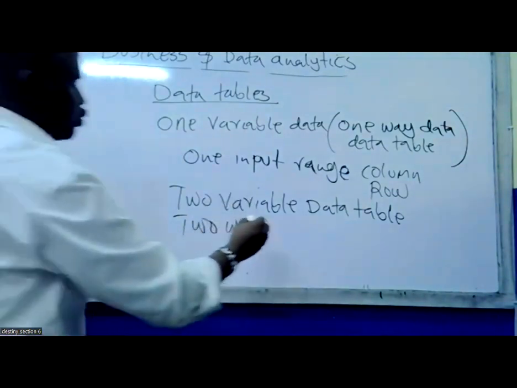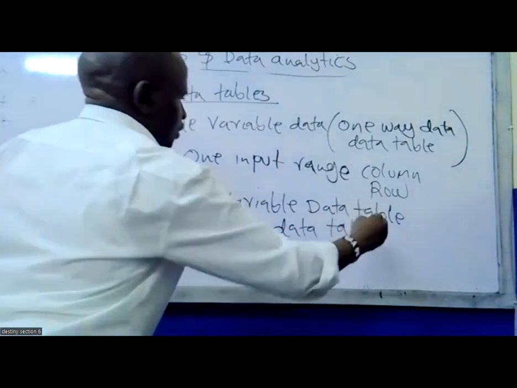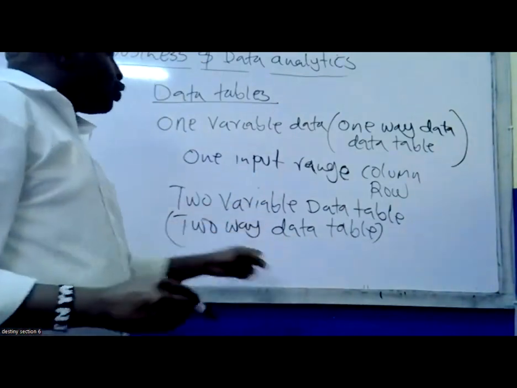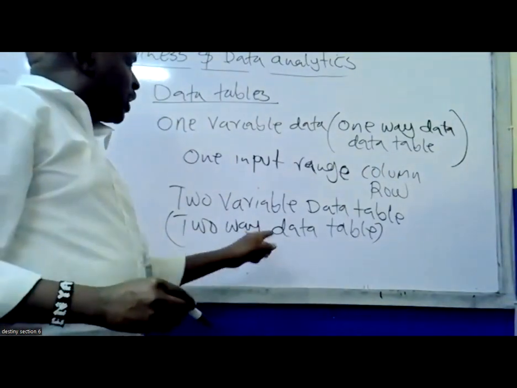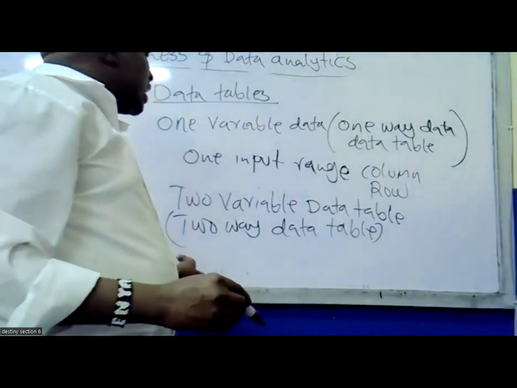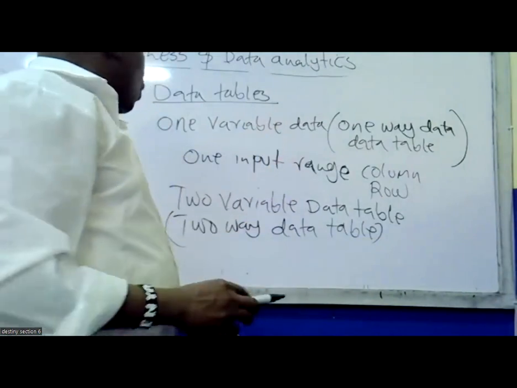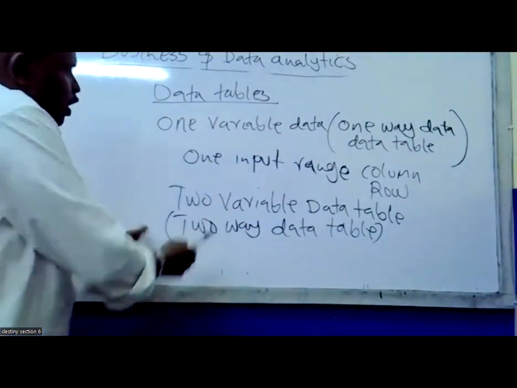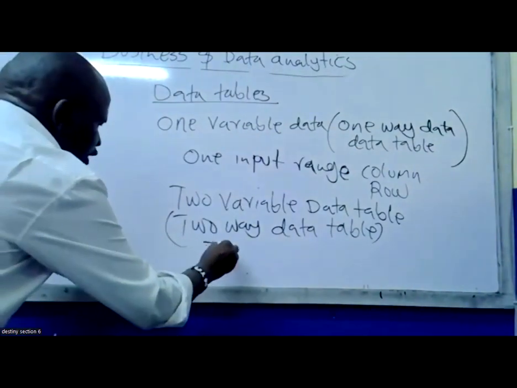We can as well call it the two-way data table. So it can be the two variable data table or two-way data table. So when they say use the two-way data table to solve this question, what does that mean? It is what they can call the two variable data table or the one variable data table. So for this case, we use both input ranges. Two input ranges are used.